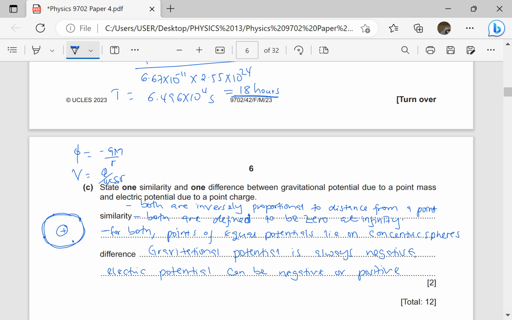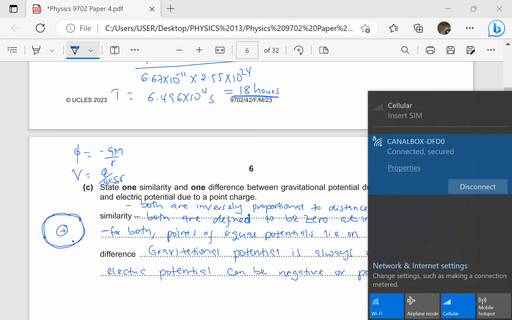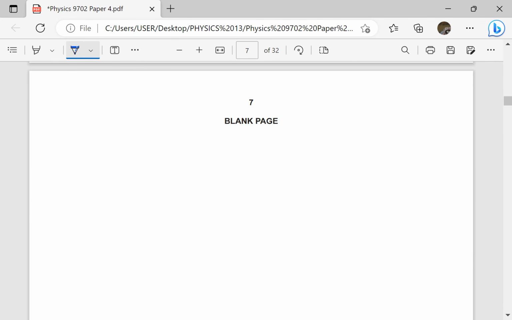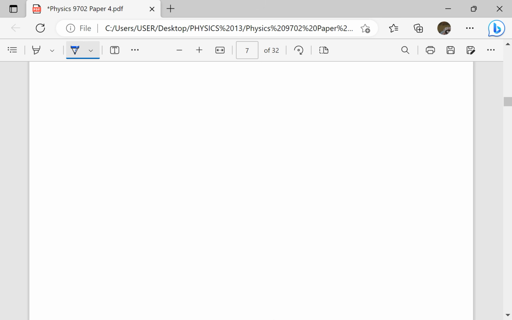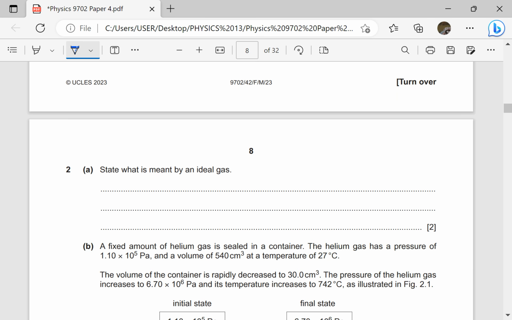Okay, I want to switch off my internet. Okay, so this is the first blank page. Number 2. I've spent a lot of time on number 1 because I'm just moving slowly.